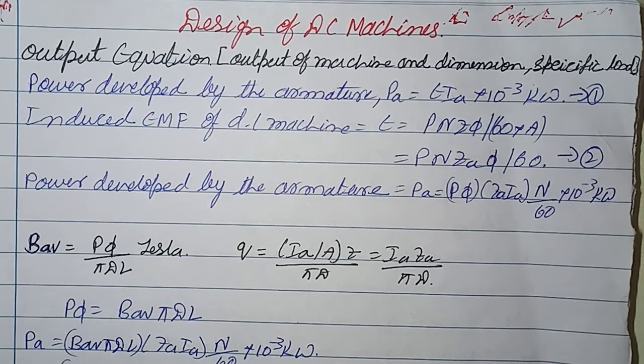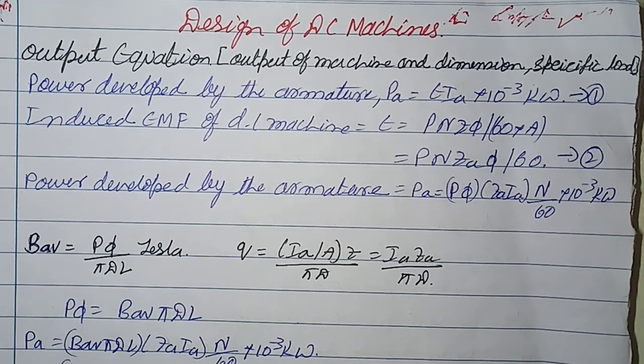To start with, in this video we'll go through the output equation and the specific loading. So the first one, output equation. An output equation is an equation that gives a relationship between the output of the machine and the dimensions, which are decided by the specific loading, or the specific loads. Here we have two types of specific loads, electric specific load and specific magnetic load. These two are related with the output of the machine.